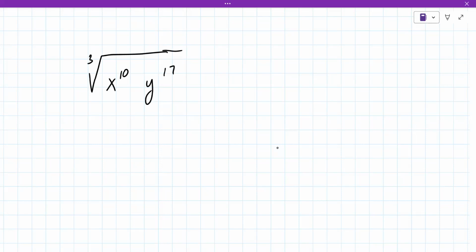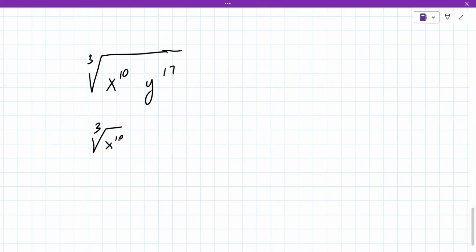Does 10 divide by 3? Is 10 perfectly divisible by 3? No. So this is a problem. And the problem is we now have to make 10 into something that is divisible by 3. So you always go down. Is 9 divisible by 3?